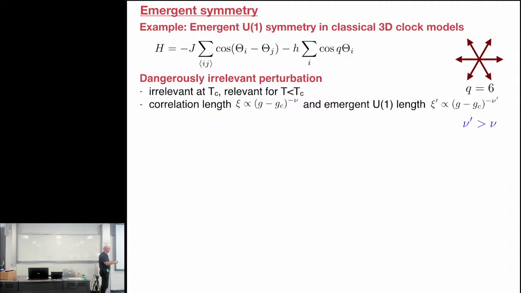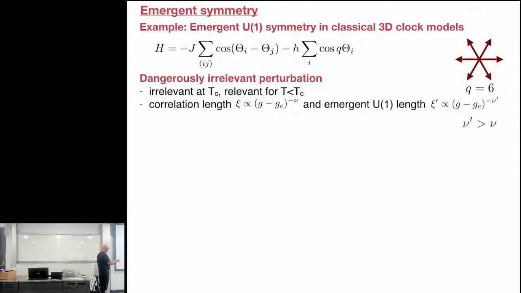Okay, so now it turns out that if you analyze this clock term, it's what's called a dangerously irrelevant perturbation, if Q is large enough. Q is 4 or larger, it turns out. So that means that it doesn't change the critical point, but of course it changes the symmetry breaking of the ordered phase, so it's relevant in the ordered phase.